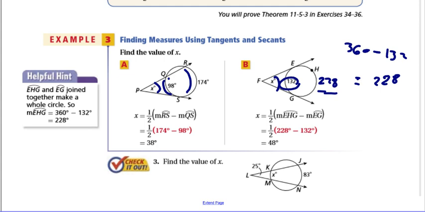Try to solve it. Stop the video and try to solve it by yourself. Find the value of x. You have to write in steps. This angle, 25, equals half, open bracket, 83 minus x. Why? Because of this angle L.